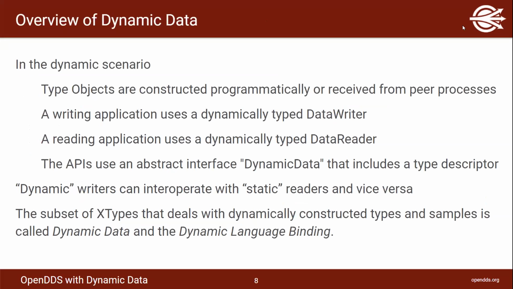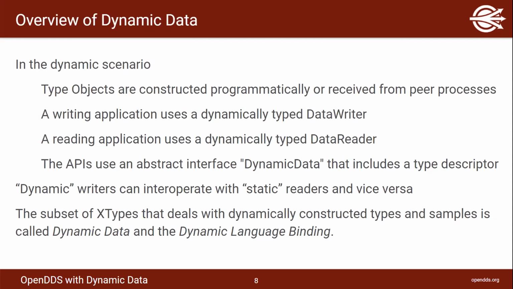In the dynamic scenario, we'll move away from IDL. So in the dynamic scenario, the type objects are going to be constructed programmatically or received from a peer process or peer processes, or perhaps even loaded from a library. So we're not necessarily going to allow the IDL compiler to derive the type object; we're just going to assume that one exists, or we're going to assume that one can be built. With a type object in hand, you could instantiate a dynamically typed data writer based on that type. And you can also instantiate a dynamically typed data reader.